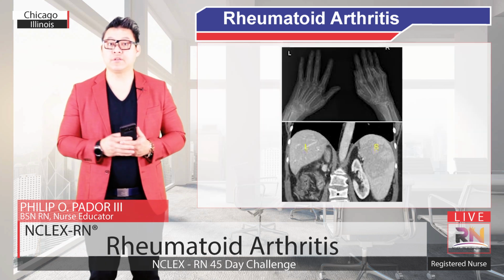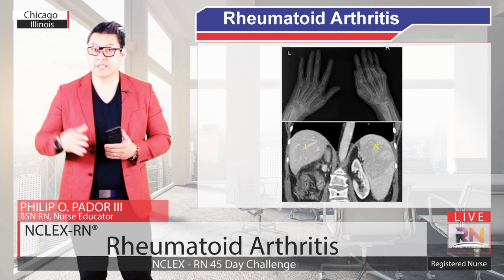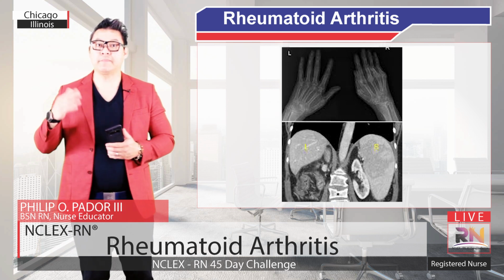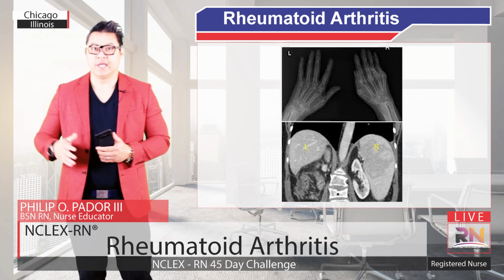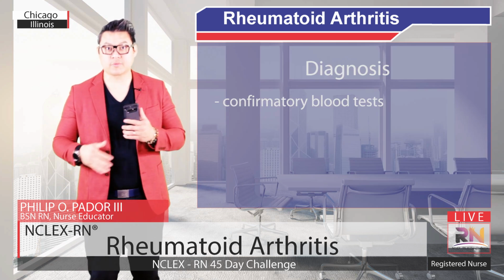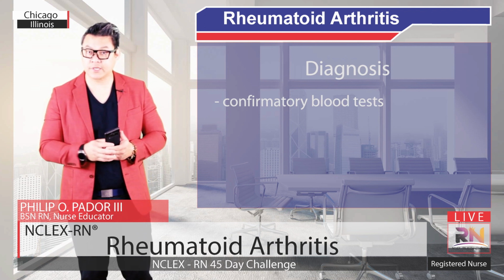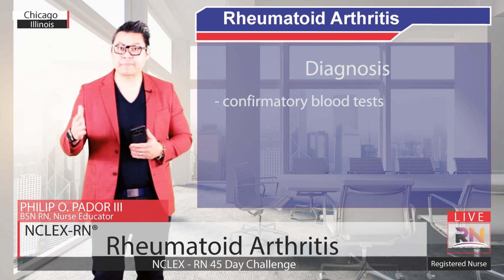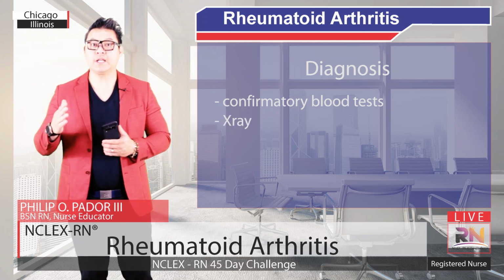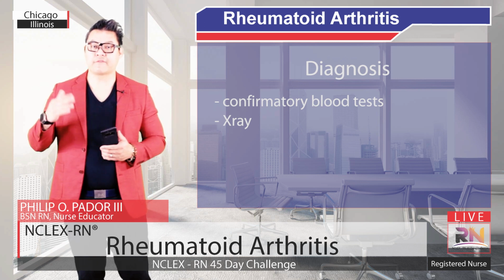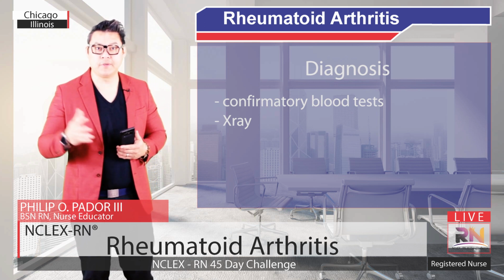One particularly serious condition associated with rheumatoid arthritis is Felty syndrome, which is a triad of rheumatoid arthritis, splenomegaly, and granulocytopenia, and it can lead to life-threatening infections. Diagnosis of rheumatoid arthritis usually involves confirmatory blood tests, like looking for the presence of rheumatoid factors and anti-citrullinated peptide antibody. Additionally, imaging studies such as X-rays usually reveal decreased bone density around the affected joints, soft tissue swelling, narrowing of the joint space, and bony erosions.